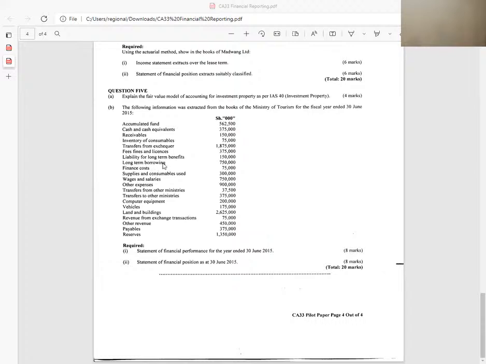I like the next one, finance cost. Where do we take finance cost? Is it performance or position? Please concentrate 100% here and ensure that you are giving us answers. Finance cost, these are the same as interest. Where do we put them?